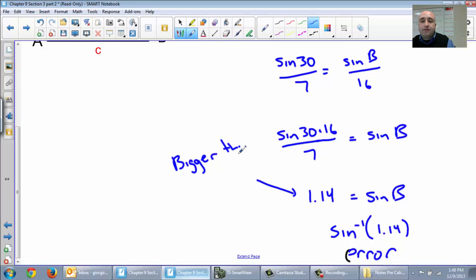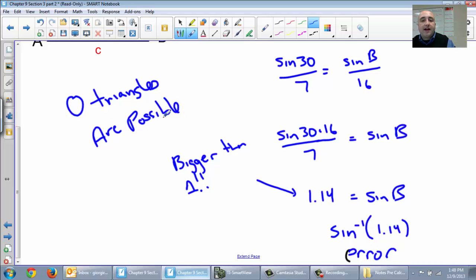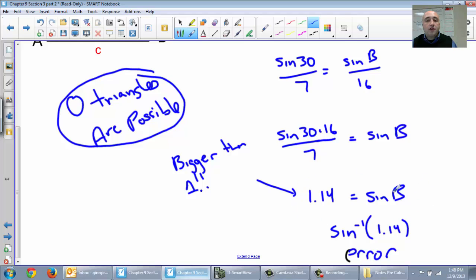This is bigger than 1. Not possible. So 0 triangles are possible. You cannot get a triangle that has one of its sides having a sine of bigger than 1. So as soon as you see one of your sines is bigger than 1, you can stop and say 0 triangles are possible.